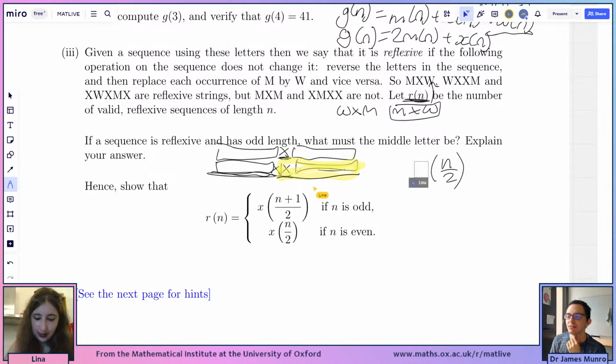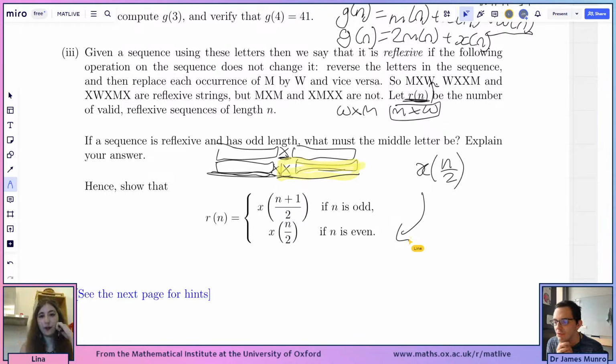And does that make sense for even words in chat? Help us. So the word for that right-hand half has got to be valid, and it's got to start with an X. We cool? So this is going to be X of n over 2.